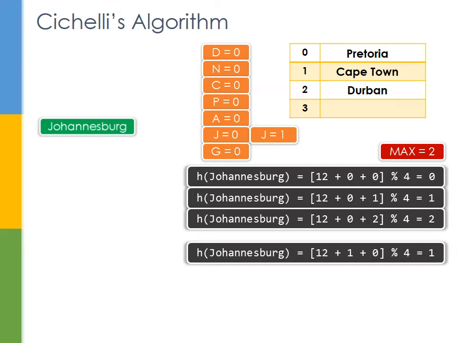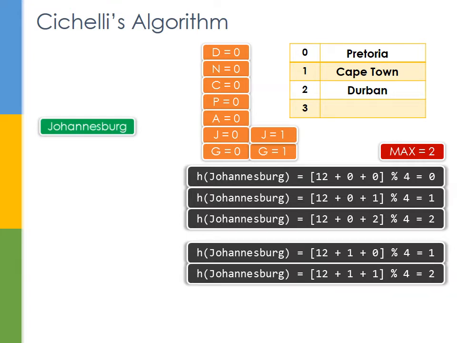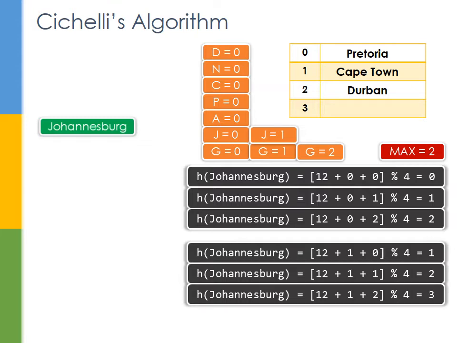G of 0 we know is not going to work, it will take us to 1. And we try g of 1, that gives us 12 plus 2, 14, once again it takes us to 2, which is taken. And now finally we try a j of 1 and a g of 2, and this gives us 12 plus 1 plus 2, giving you 15. 15 mod 4 is going to be 3, and 3 is actually the last available spot on the table, and that is exactly where Johannesburg can go.